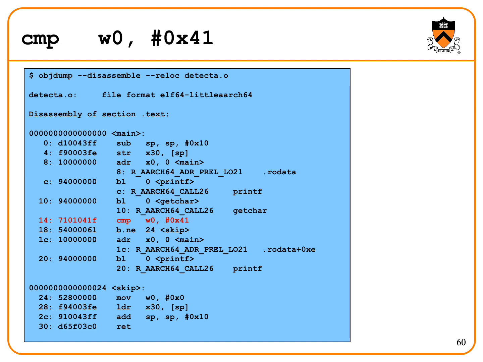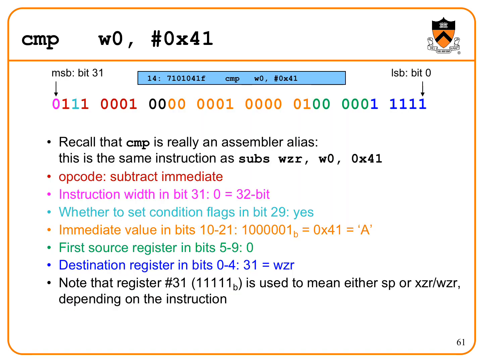After the call to getchar, we have to figure out whether we read A or not. We'll do a comparison between W0 returned by getchar and the immediate value. In this case, hex 41 is the ASCII code for a capital A. It's decimal 65.